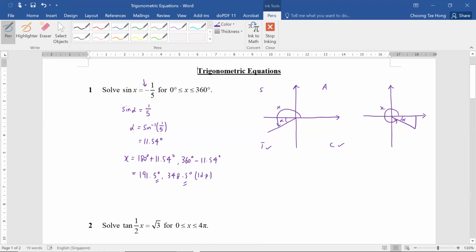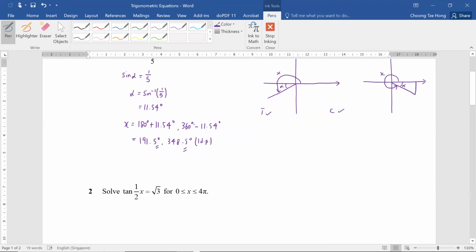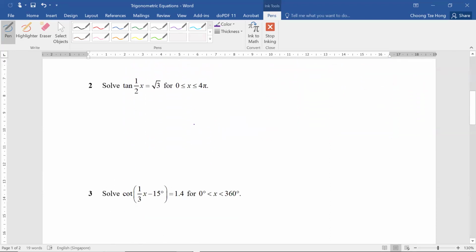If you want to check whether the answer is correct, you can always substitute these two values into this over here, and use your calculator to see if you get -1/5. You won't be able to get exactly -1/5, but the answer will be very, very close to -1/5, because these answers have been rounded off to 1 decimal place. Okay, let's move on to the second question.